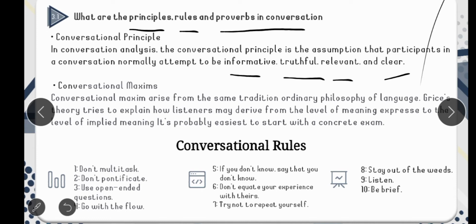Conversational rules. There are 10 rules of conversation. The first is don't multitask. The second, don't pontificate. Then use open-ended questions. The fourth, go with the flow. The fifth, if you don't know, say that you don't know. Next, don't equate your experience with theirs. The seventh, try not to repeat yourself. Then stay out of the weeds. Next, listen. And the last, be brave.